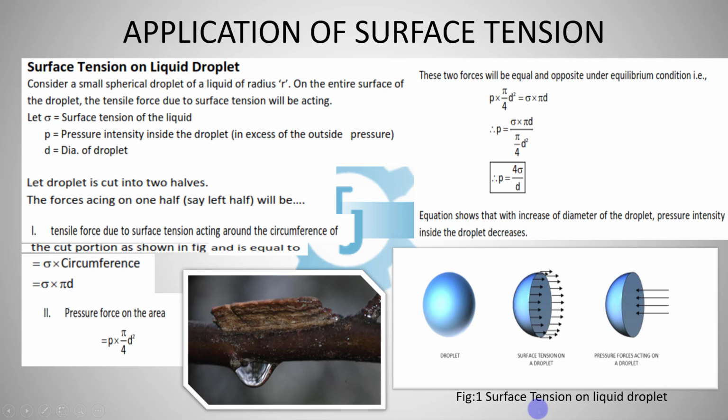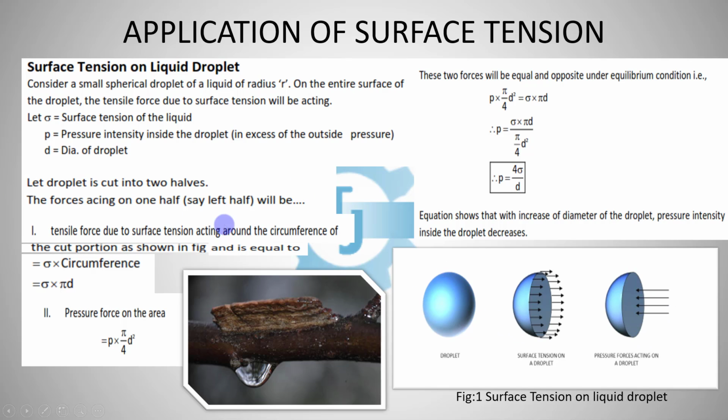So we consider a spherical droplet. It is having radius r. On the entire surface of the droplet, the tensile force due to surface tension will be acting. So we already know that sigma is the symbol for surface tension. So here we write sigma equals surface tension of the liquid. P is the pressure intensity inside the droplet in excess of outside pressure. And D is the diameter of the droplet. So here is the droplet. In this direction the surface tension force will act, and in this direction the pressure force acts on the droplet.